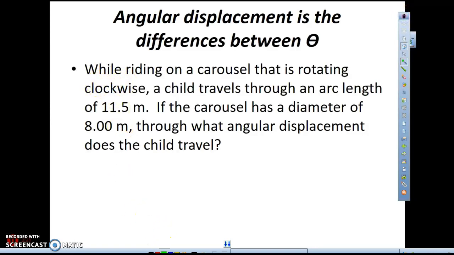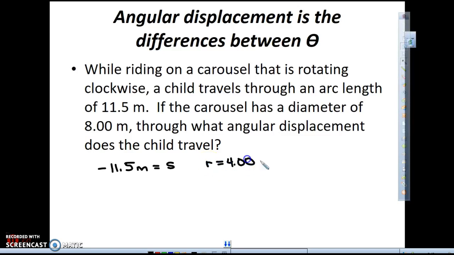It says we've got a child on a carousel rotating clockwise, so we know we're going to have a negative arc length, and they're going to travel 11.5 meters. So our S is going to be 11.5 meters. It has a diameter of 8 meters, so we have a radius of 4. And it says, what angular displacement does the child travel? And so we simply will take our theta, our angle, to get it in radians. We're going to go 11.5 meters over 4 meters, and we're going to get an angular displacement of negative 2.88 radians. A made-up unit.